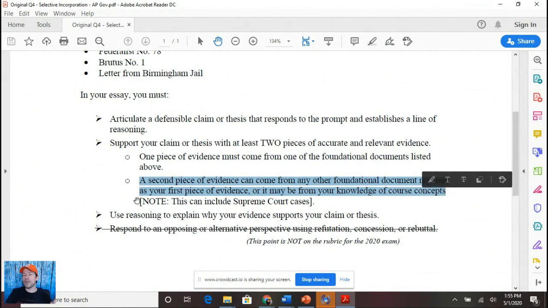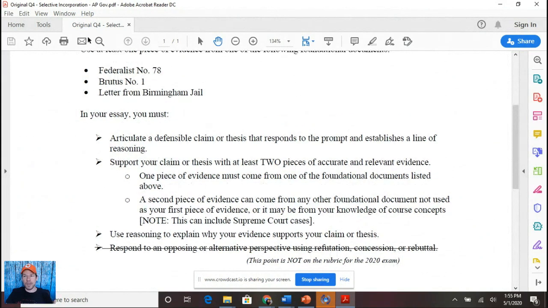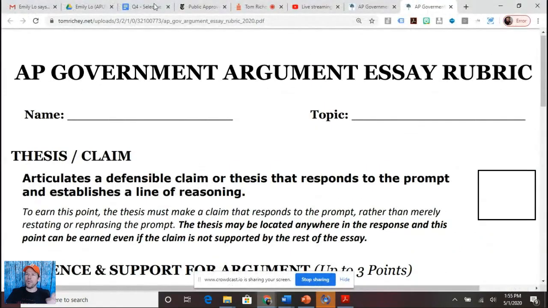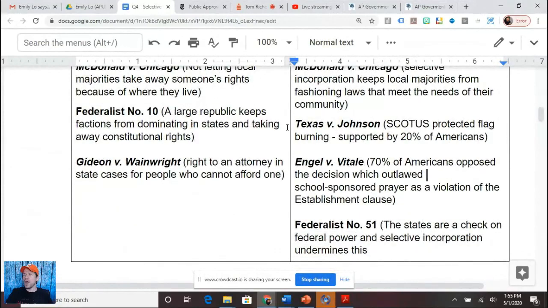or it may come from your knowledge of court concepts. Now, I've added something here. Note, this can include Supreme Court cases, okay? So just make sure for the second piece of evidence, one of them has to be from here, okay? But the second one, you've really got complete freedom here. And remember, we don't have to respond to an opposing or alternative viewpoint here.